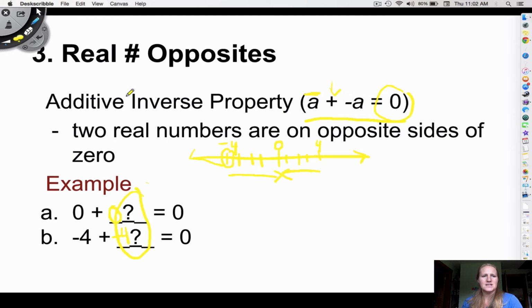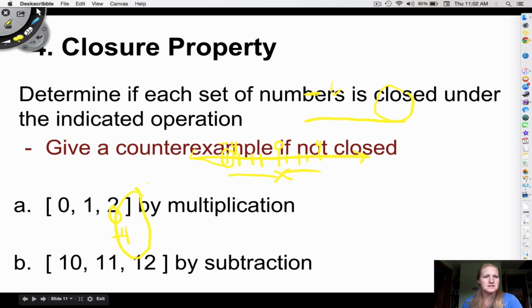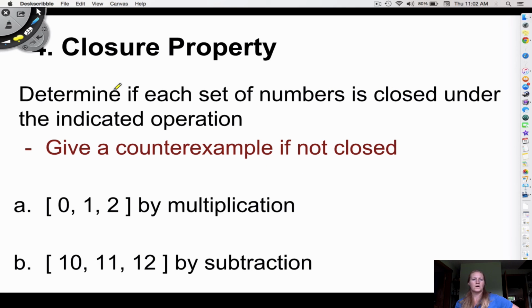And then our very last one is called the closure property. A number line can help us with the closure property. So let's look at this. You'll be asked to determine if each set of numbers is closed under the indicated operation.